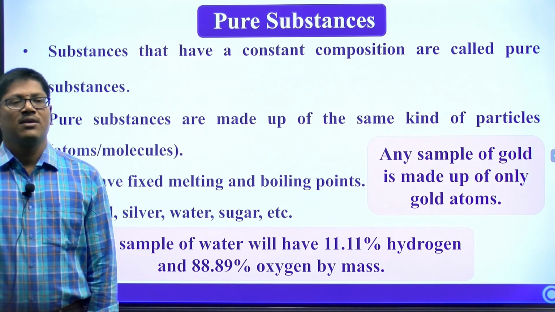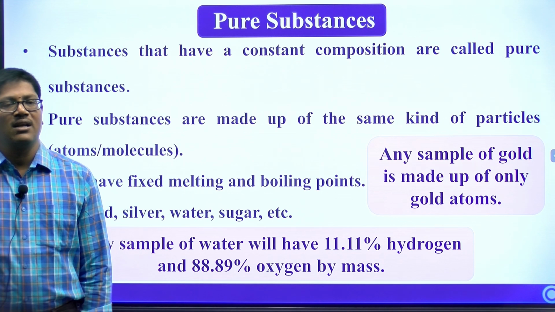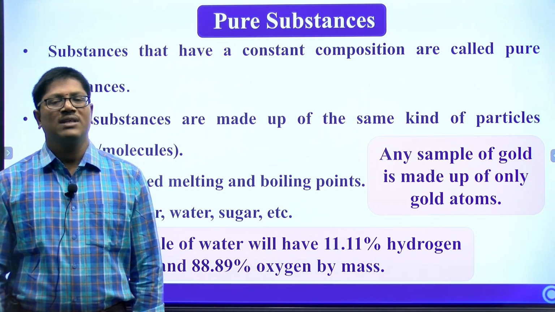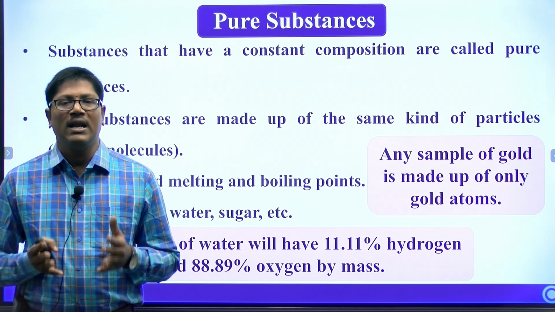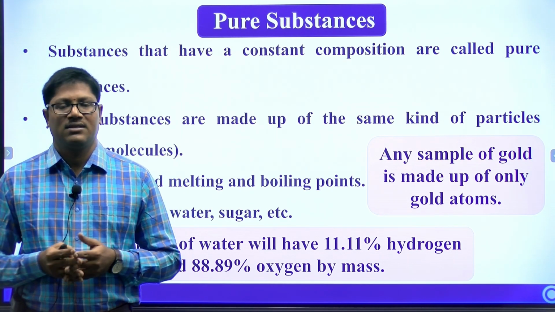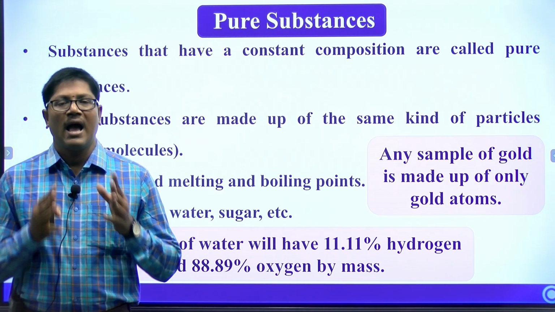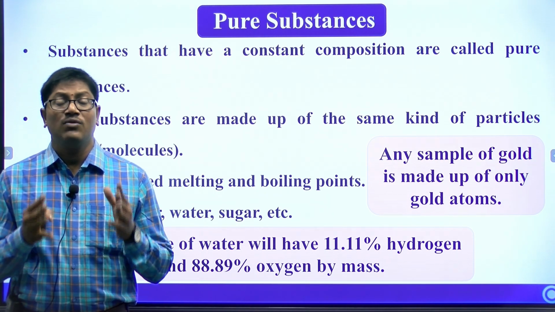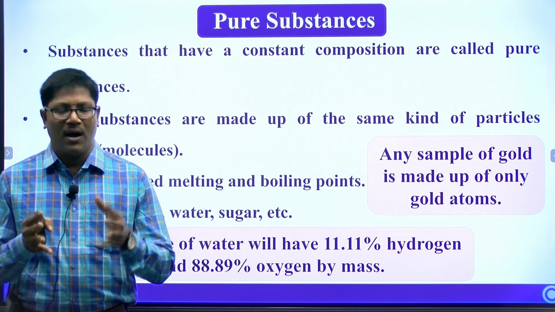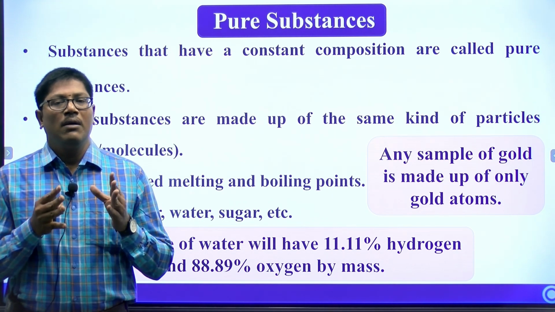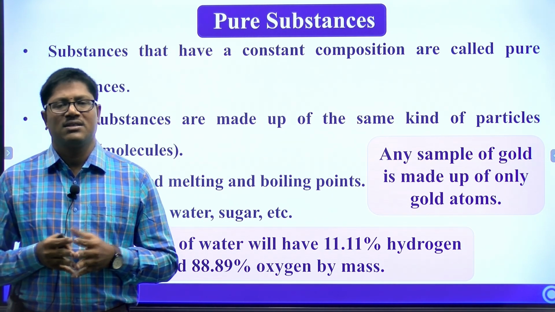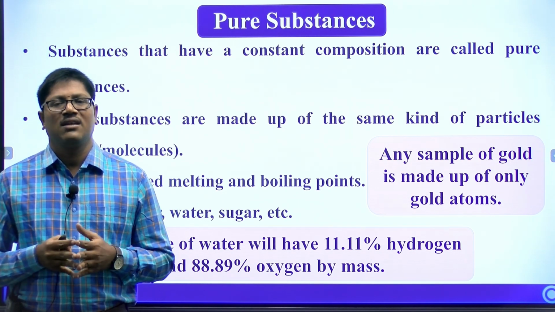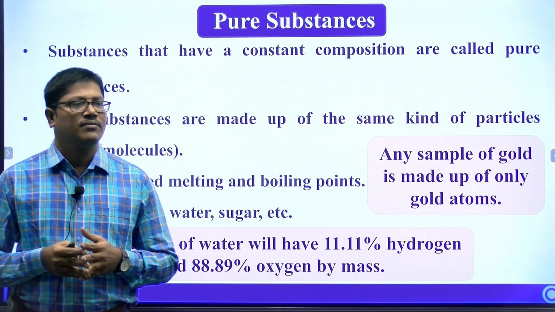The substances which have constant composition are known as pure substances. Pure substances are generally made up of only one kind of particles. Pure substances have fixed melting points and boiling points. We can say they have sharp melting points and boiling points. Examples of pure substances are pure water, pure sugar, pure oxygen, pure hydrogen, etc.